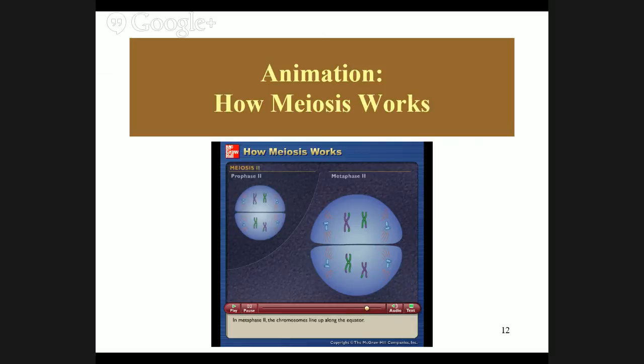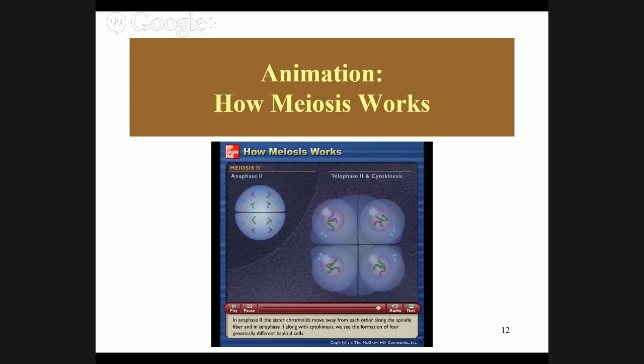In metaphase 2, the chromosomes line up along the equator. This is different from metaphase 1, where the homologous chromosomes were lined up. In metaphase 2, each cell has only one of each homologous chromosome. In anaphase 2, the sister chromatids move away from each other along the spindle fiber, and in telophase 2, along with cytokinesis, we see the formation of 4 genetically different haploid cells.